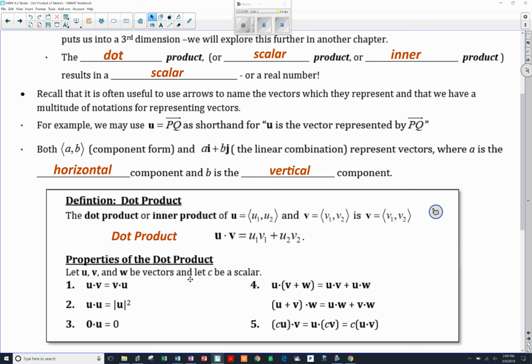We have some properties of the dot product. It is commutative. The dot product of a vector with itself is simply the magnitude squared. The dot product between the zero vector and any vector is simply 0. And then we have the distribution property here, and being able to multiply a scalar c and u is the same thing as being able to multiply that scalar to a separate vector v and then find the dot product.